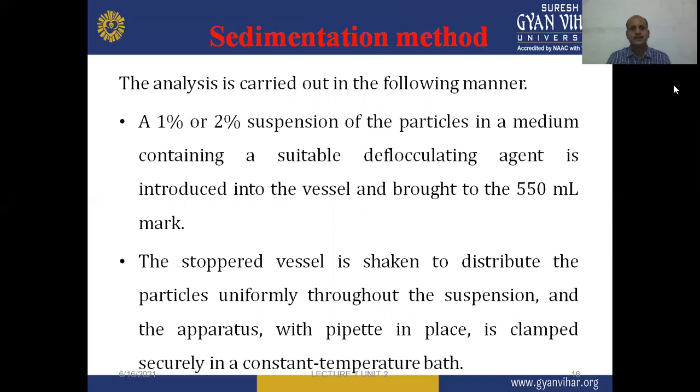So first of all, we have to prepare a 1% or 2% weight by volume suspension of the particle in a medium containing a suitable deflocculating agent, and the sample should be poured into the glass vessel and brought to the 550 ml mark. The stoppered vessel is shaken to distribute the particles uniformly throughout the suspension, and the apparatus with pipette in place is clamped securely in a constant temperature bath. So after pouring the sample, we have to shake the vessel so that there will be uniform distribution of the sample throughout the suspension, and the apparatus and pipette should be placed and clamped securely in a constant temperature bath.